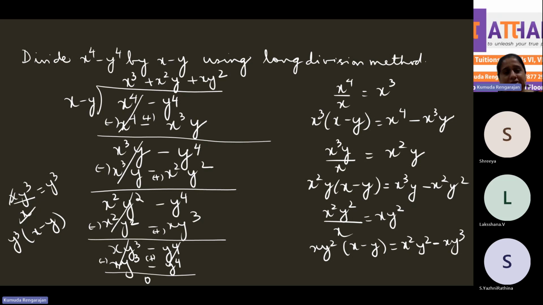So the quotient is x cubed plus x squared y plus xy squared, and the remainder is 0. No, I forgot to write the last term, so plus y cubed. We found the last term of the quotient, y cubed. So the quotient is x cubed plus x squared y plus xy squared plus y cubed, and the remainder is 0.